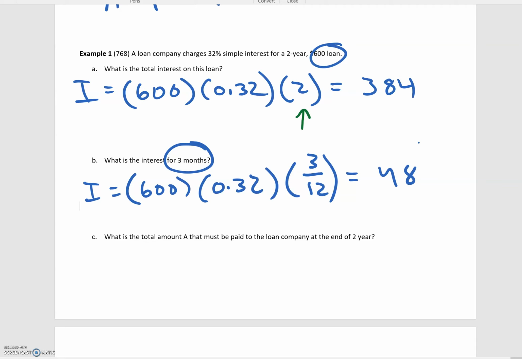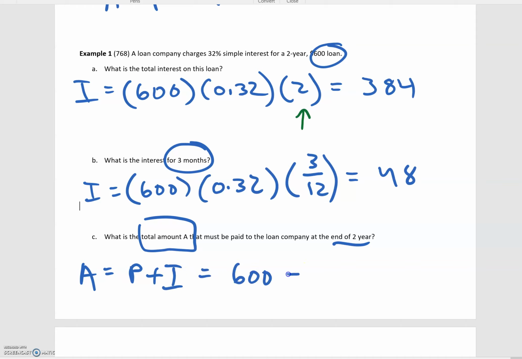All right, and now we're going to utilize that second equation to figure out the total amount to be paid at the end of the 2 years. So total amount is going to be the principal plus the amount of interest we calculated. So $600 plus $384 is going to require a total payment of $984 to resolve that loan.